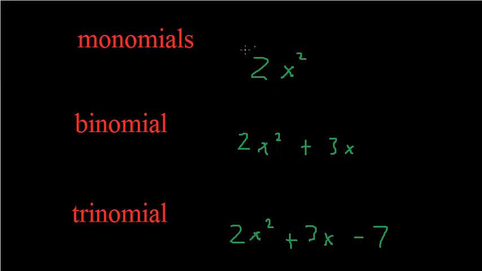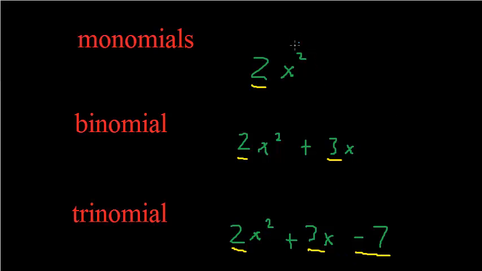A coefficient is always just the number in front of the term, so my coefficient for this monomial is 2. My coefficient for this monomial is 2, and the coefficient for this one is 3. Coefficient here again 2, 3, and this time my coefficient is a negative 7, including that sign.